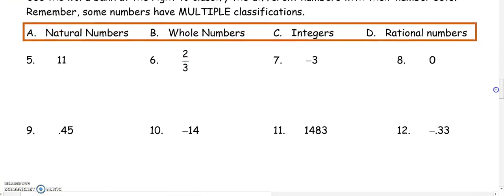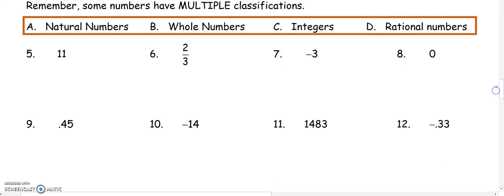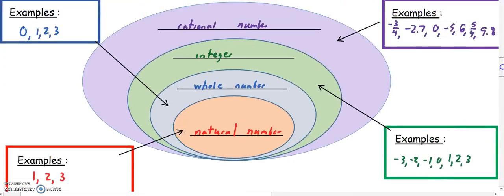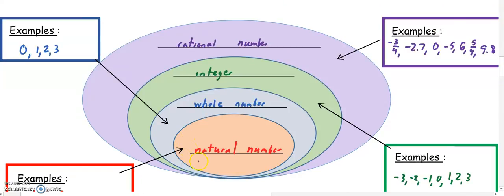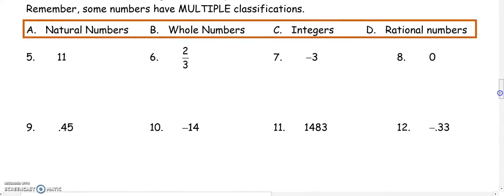So given the numbers, we're going to identify what type of class number they are in. Remember that some of them can be in multiple classes. So if it's a natural number, it could be in all groups, because if we think about our chart, the natural number circle is actually in all of these circles. So number 5, our number is 11. 11 is a natural number. It's a number I can count to. So because it's a natural number, it's also considered a whole number, an integer, and a rational number.